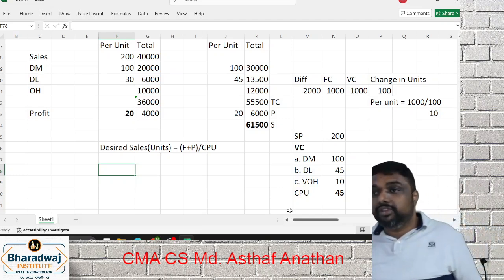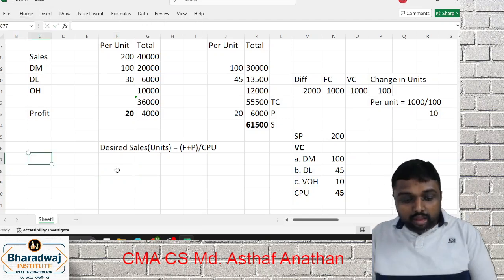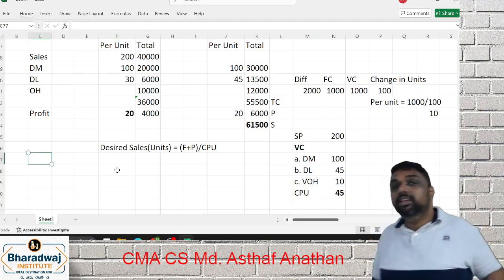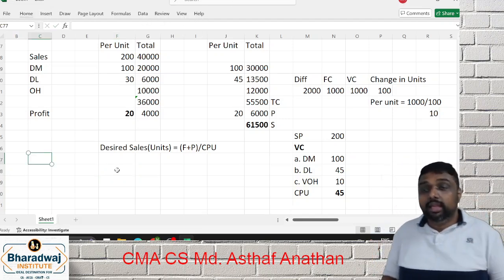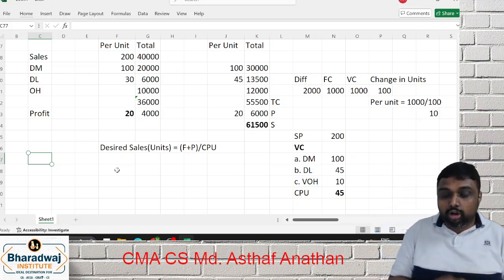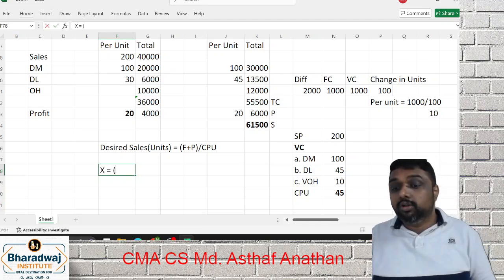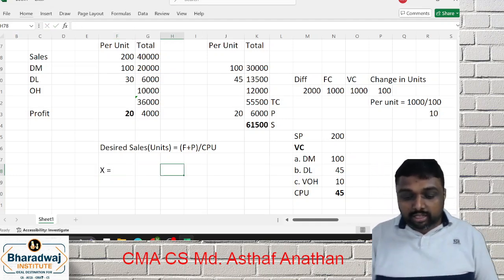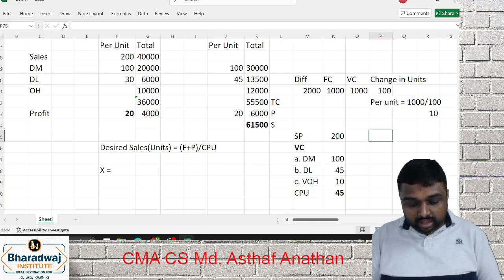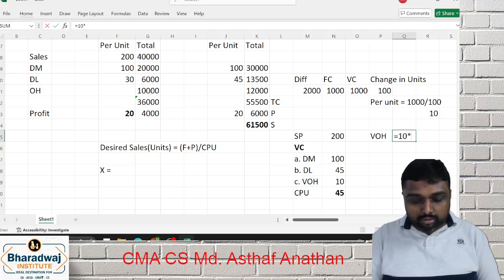So shall we start, friends? Are you ready? We got everything now. Now we just want to apply the formula. Here you don't know the units. So if you keep the desired units as X, what is your fixed cost? Can you tell? Fixed cost we can get the reverse way. That is your total variable cost. Variable overhead will be 10 into 300.